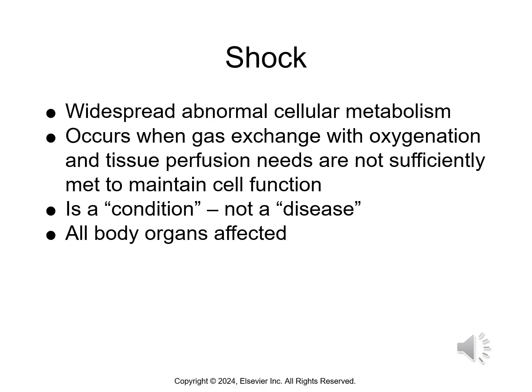Organs, tissues, and cells need a continuous supply of oxygen to function properly. The lungs bring oxygen into the body through ventilation and gas exchange, and the cardiovascular system delivers oxygen by perfusion to all tissues and removes cellular waste. Shock is widespread abnormal cellular metabolism that occurs when gas exchange with oxygenation and tissue perfusion needs are not met sufficiently to maintain cellular function.